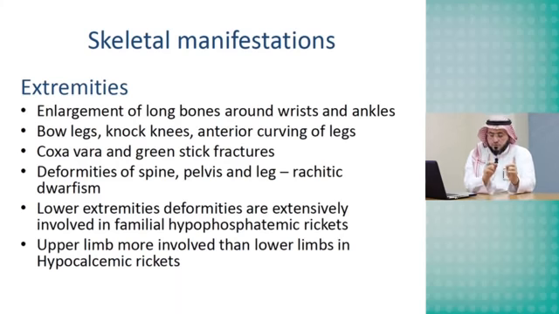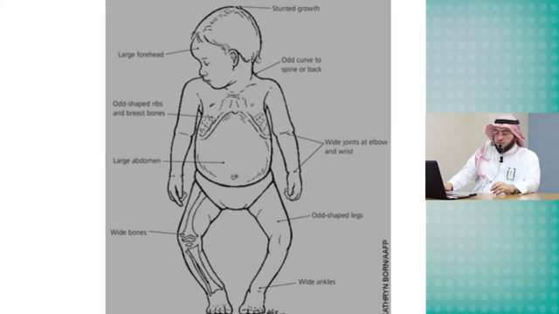When we look at the legs, we have either bow legs or knock-knee legs, and usually what is called coxa vara and valgus deformity. Also, we could have greenstick fractures. Also, we could have deformities of the spine, bowed legs, and short stature. Bone deformity is important to look for. This slide is very important.